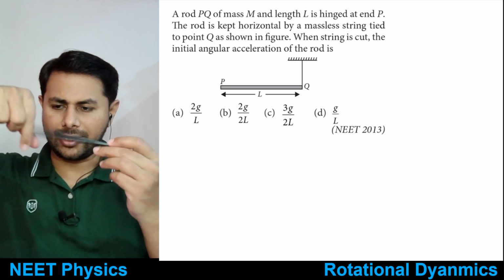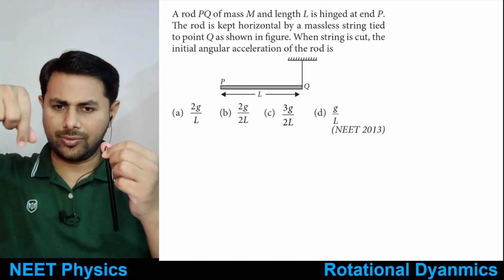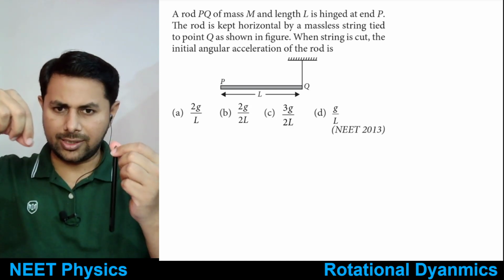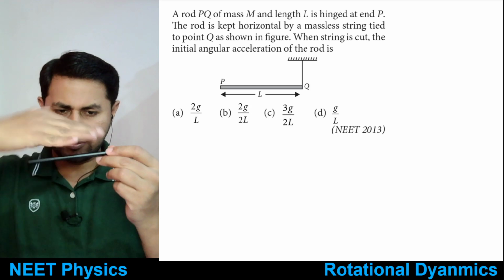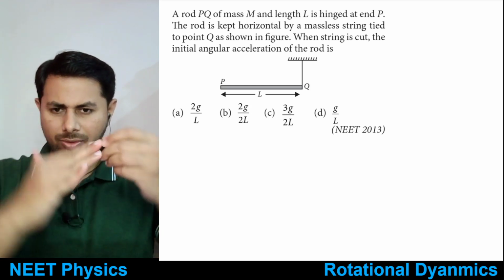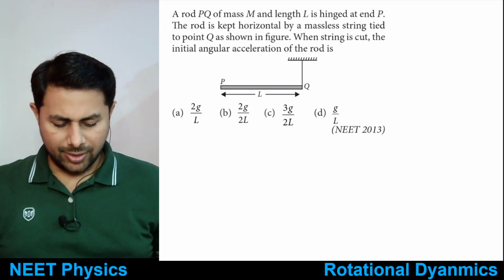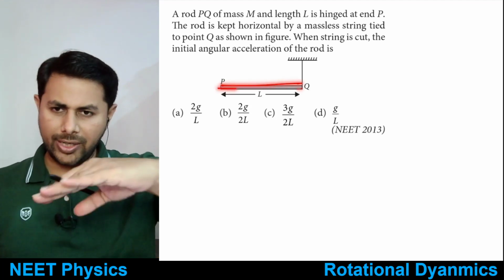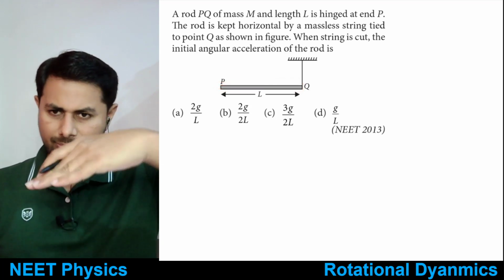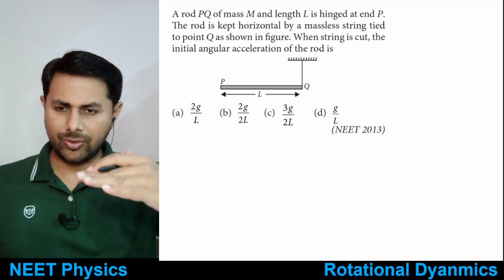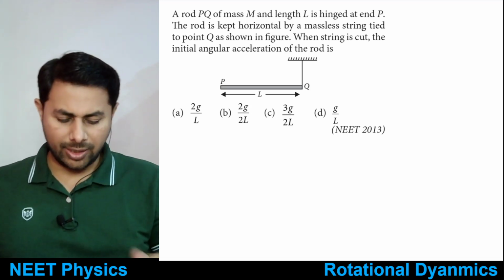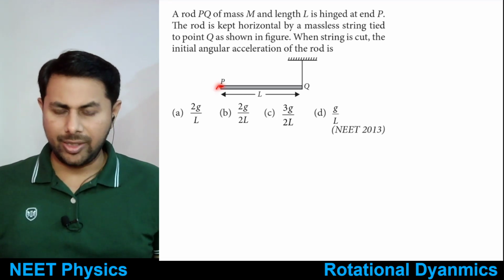It will fall down like this, right? It will fall like this from the point, okay. It will rotate about the point where it is hinged, right? So this rod will rotate about point P, okay. Is this clear? It will rotate about an axis passing through point P.